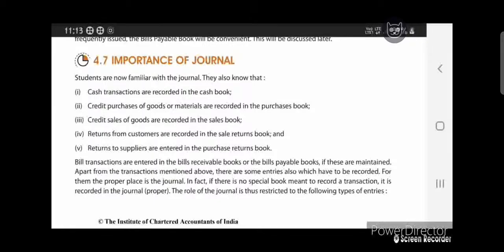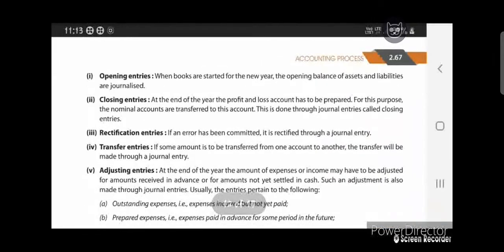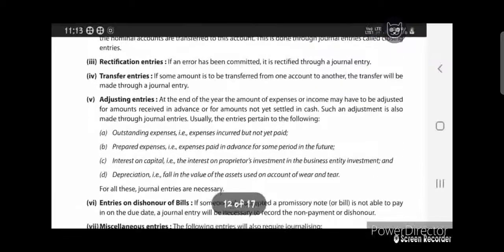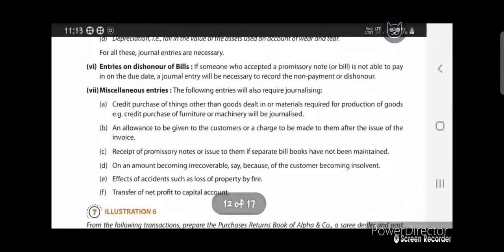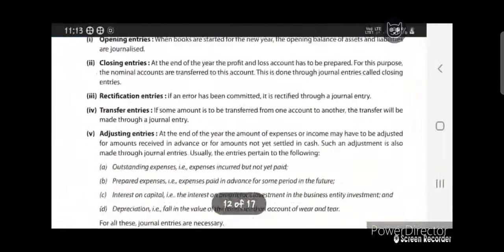The role of the journal is thus restricted to the following types of entries. They are: the first one is the opening entries, next is closing entries, rectification entries, transfer entries, adjusting entries, and entries on dishonor of bills, and miscellaneous entries. Let us learn about these entries one by one.